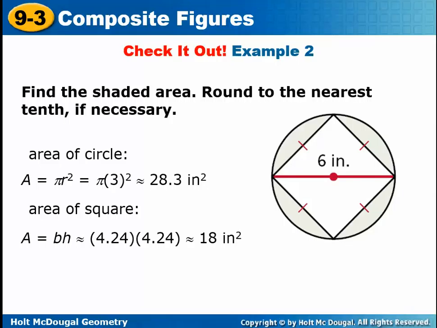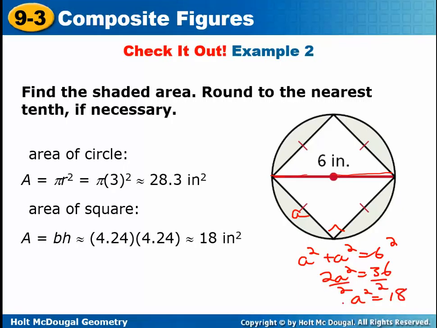So how did you find that? Well, you know that the hypotenuse of your right triangle is 6. So you need to find this side over here. So you could do several different things. You could say, well, this is a right triangle, so a squared plus a squared equals 6 squared. That's 2a squared equals 36. So a squared equals 18, and then you take the square root of both sides. That's one way to do it.